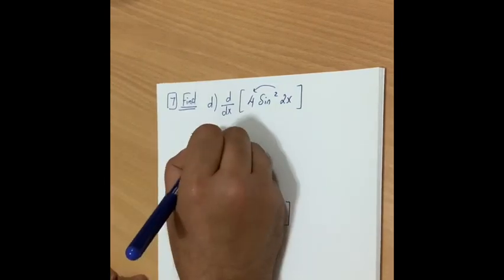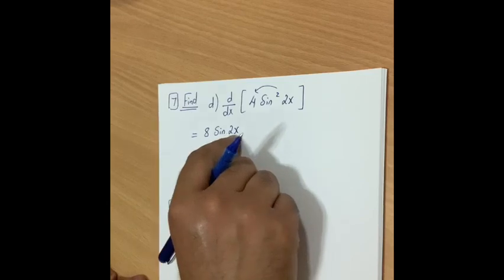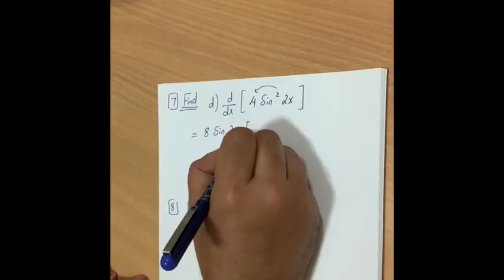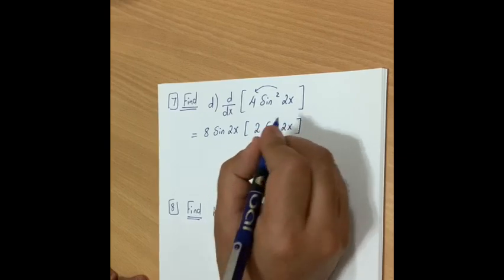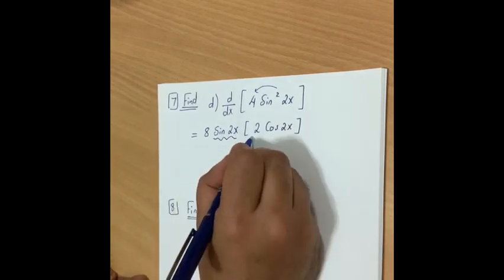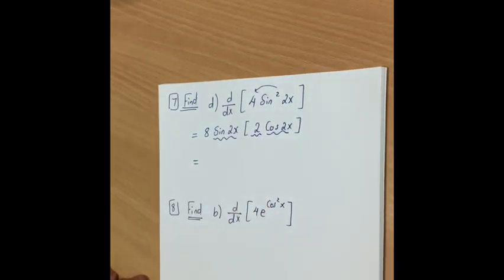Then reduce the power by 1. Then multiply by the derivative of sine 2x. The derivative of sine 2x is 2 cosine 2x. Good. Now sine 2x and 2 cosine 2x are representing the sine of the double angle.